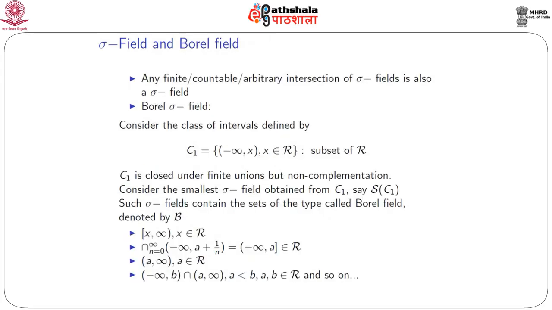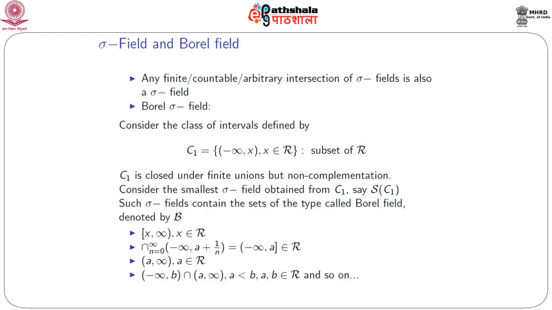And one important result is that any finite, countable, or arbitrary intersection of sigma fields is also a sigma field. This is one very important result, that to get the smallest sigma field, we can take the intersection of all the sigma fields to get the smallest sigma field.